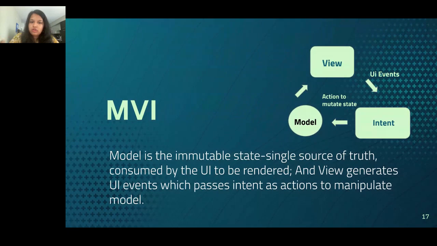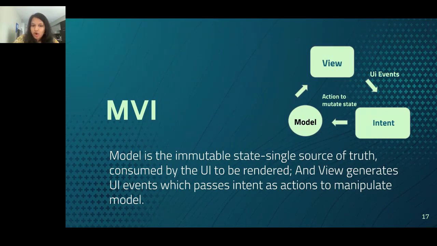The view are your user activities and fragments, which provides the ability for the user to interact. And then there is an intent, which basically represents an intent to do something. So if a view has events which lead to intents, those intents present actions to mutate state. And then model, instead of mutating state, actually transforms itself to a new state based on the action that it's provided with, and the view re-renders itself according to the new state.